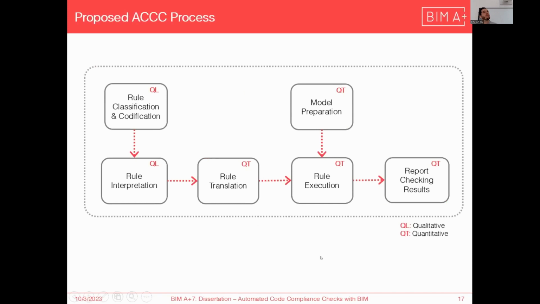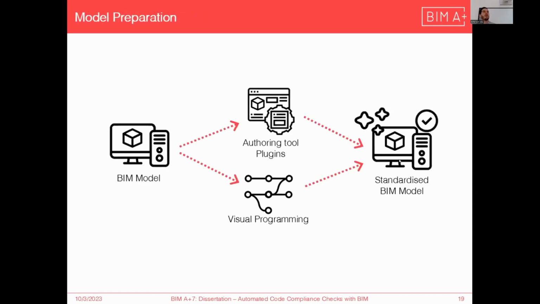It mainly consisted of these seven different steps based on the digital review that I did. And the first one is the model preparation phase, which has to do with taking the BIM model and standardizing it through the use of authoring tool plugins. It could be done by many, but I chose Revit Model Checker, and visual programming as the main tool for developing the process to address the faults identified by the authoring tool.